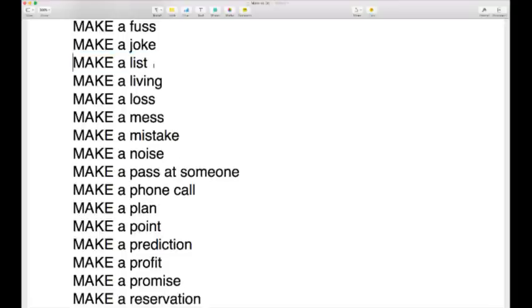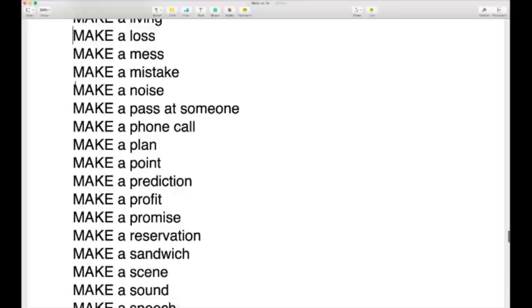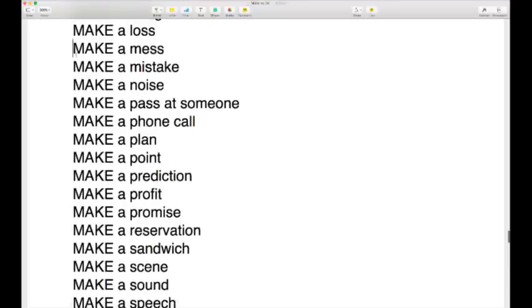Make a line. That's kind of like jokes. I'm going to take that one out. Make a list. Make a living. So remember we said that's to make enough money to live on. Make a loss. Opposite to make a profit. Make a mess. Make a mistake.